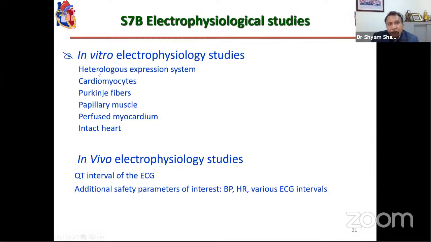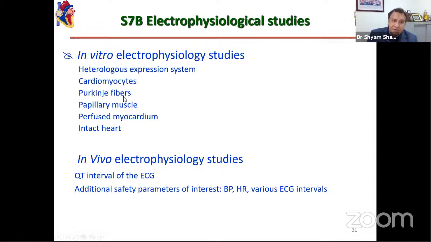In vitro, you can use a heterologous expression system. A CHO cell line can be used, a HEK cell line can be used, and these cell lines have to be transfected with one of the channels, like HERG, the human ether-a-go-go related gene, and this is the one responsible for the potassium channel. If any drug is going to block the potassium channel, that can lead to QT prolongation. That's the one thing which has come out from the research.